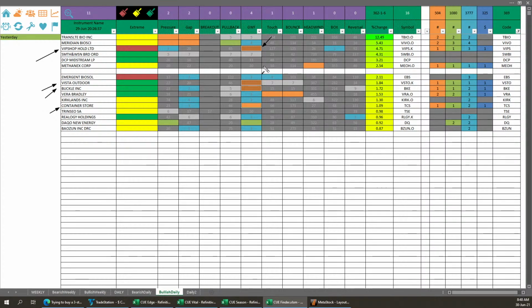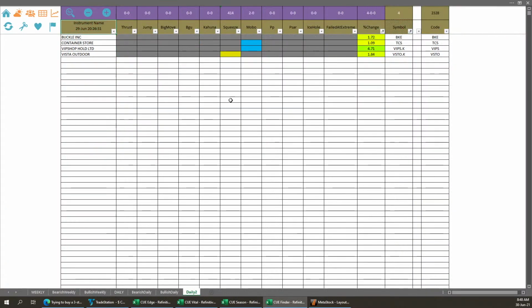They all have the bullish flow, go with flow possible setup, and that's the only signal they have. Let's look at their alternate signals. Vista Outdoor is inside a squeeze. Container Store and VIP Shop coming out of MOBO breakout. They all went up by significant percentage. And remember, all these are fundamentally very strong stocks.